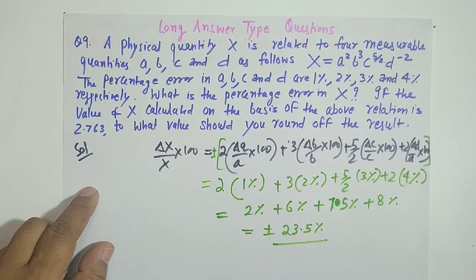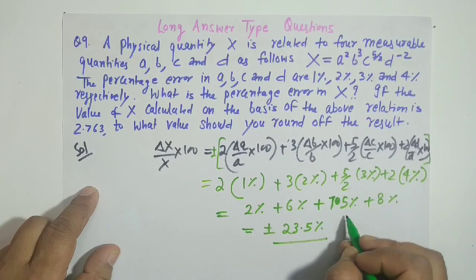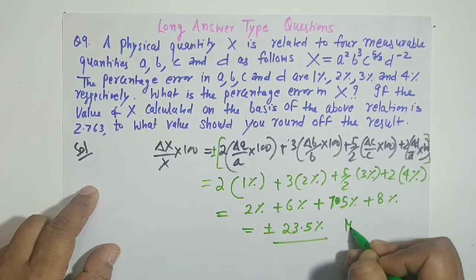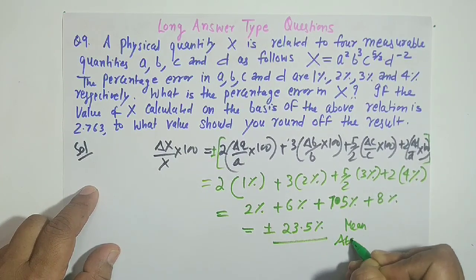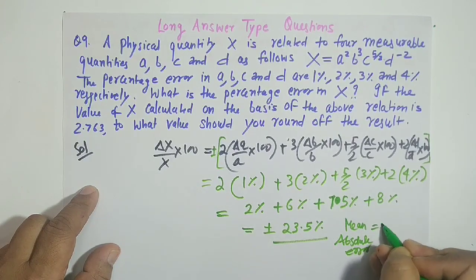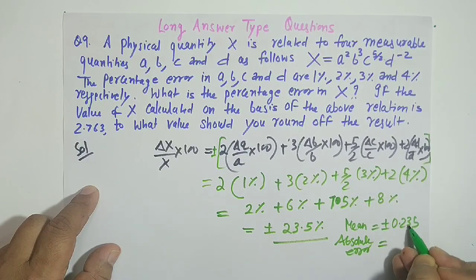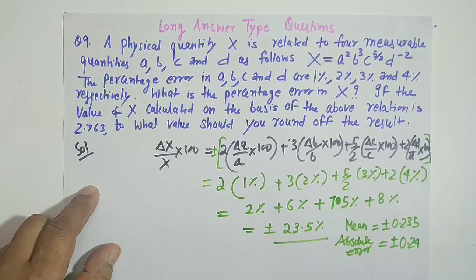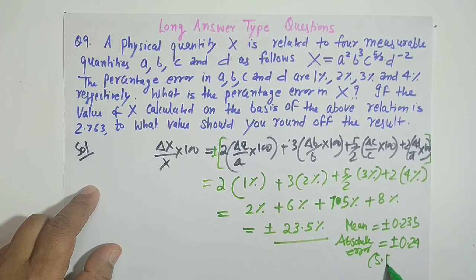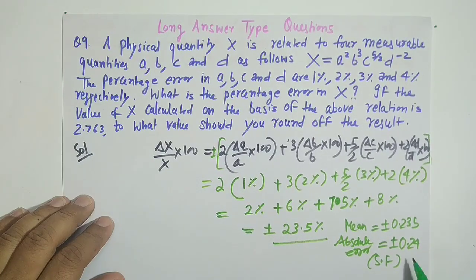Now I am rounding it off. If I ask you for 23.5%, the mean absolute error, taking it out as a fraction, will be plus minus 0.235, and if I round it off, 3 will become 4, so it will be plus minus 0.24. Are you getting it? Now this is the case, and it has 2 significant figures.